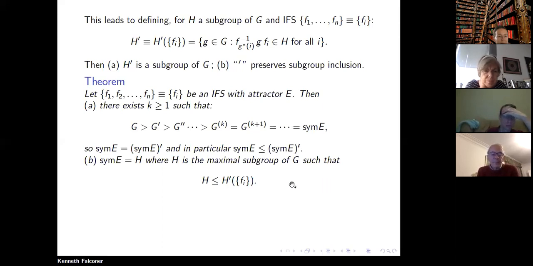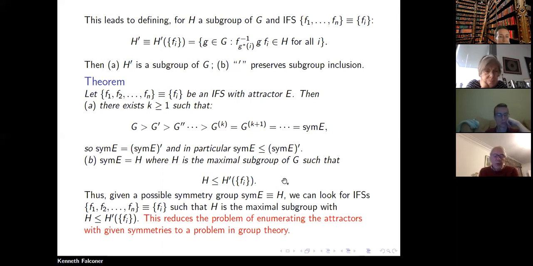And that leads to the second part of the theorem, which says, in fact, the symmetry group is the maximal subgroup of G for which you get this inclusion this way around. It's the maximal subgroup that is a subgroup of its own prime group, given the iterated function system Fi.